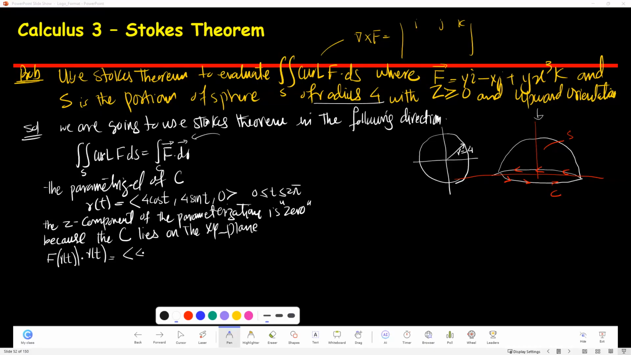So I'm going to take 4 sine t minus 4 cos t and xy cube, right, xy cube here. So y x cube, sorry, y x cube. So if I multiply 4 times 4 times 4 times 4, it's going to be 256 sine t cosine cube t.